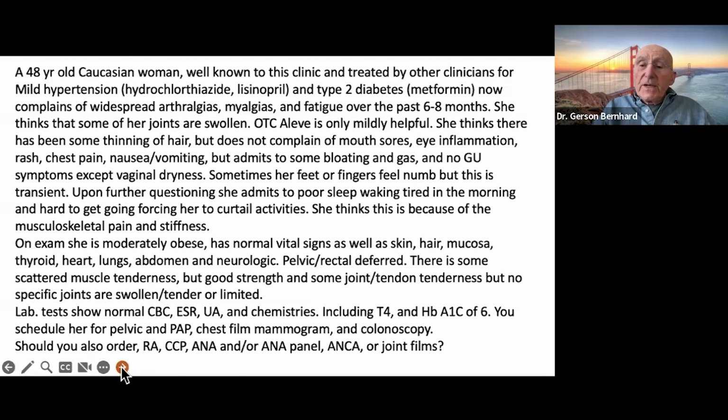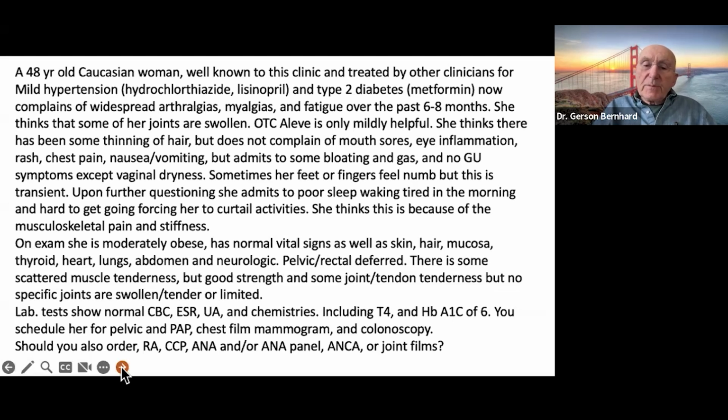And so she is concerned that she does have some serious inflammatory connective tissue disease. She's heard about lupus, she's heard about rheumatoid arthritis, and wonders whether she has that.